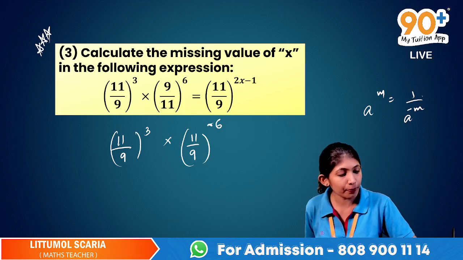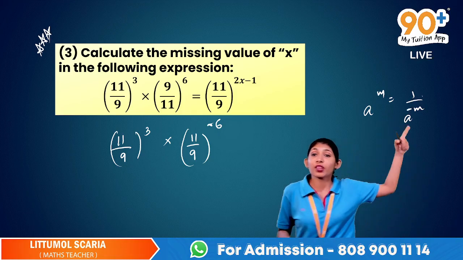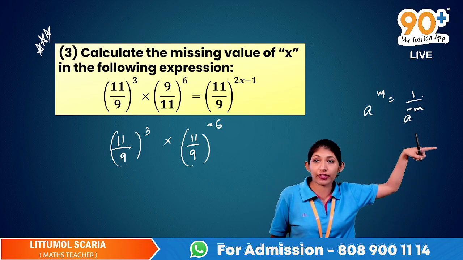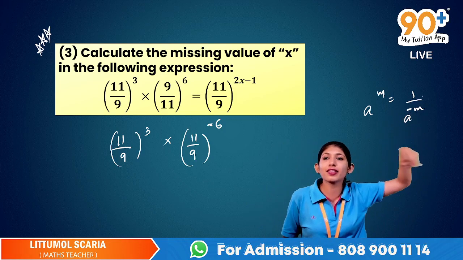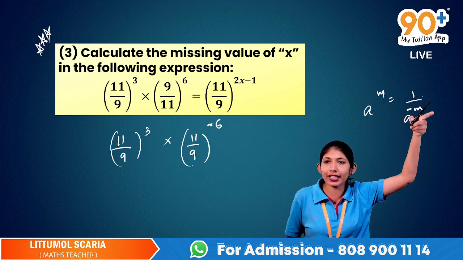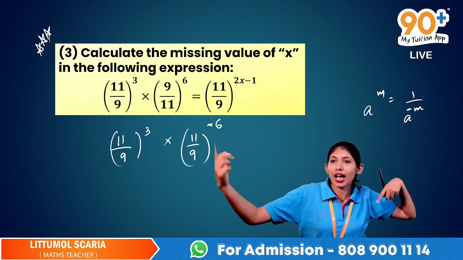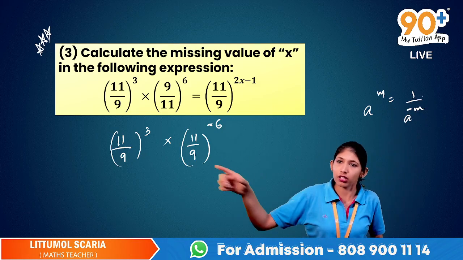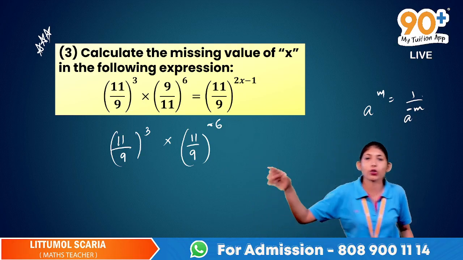If a to the power positive m, what will happen? It becomes 1 by a to the power negative m. In the sense, this is the reciprocal, right? We are taking the reciprocal. Now what is the reciprocal of 9 by 11? It is 11 by 9.